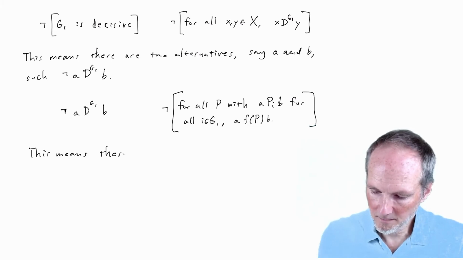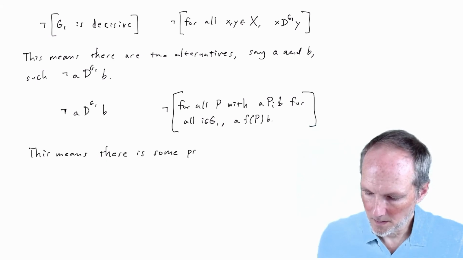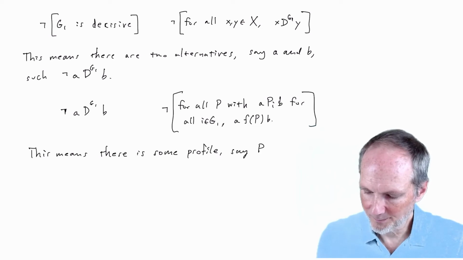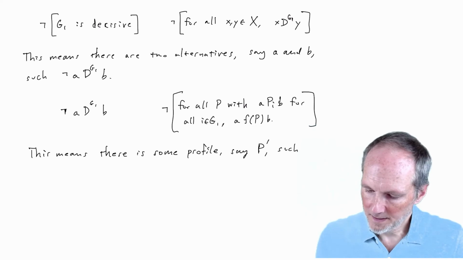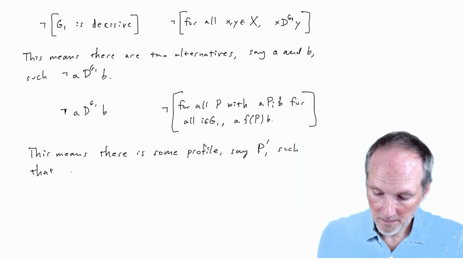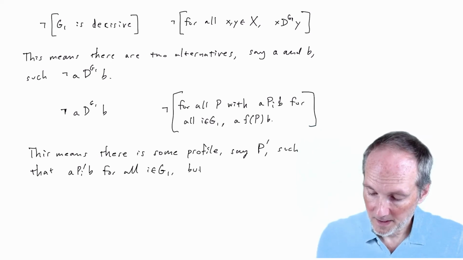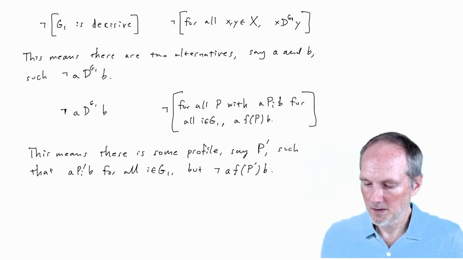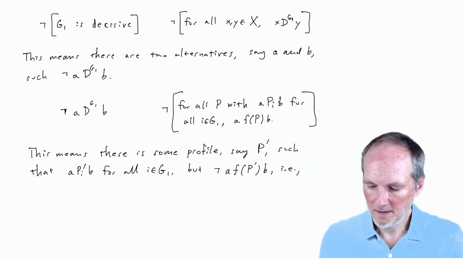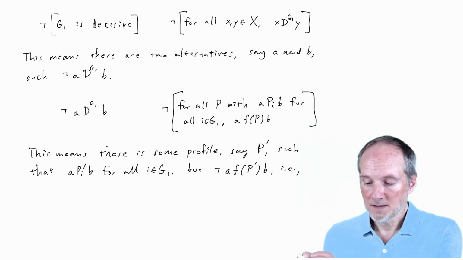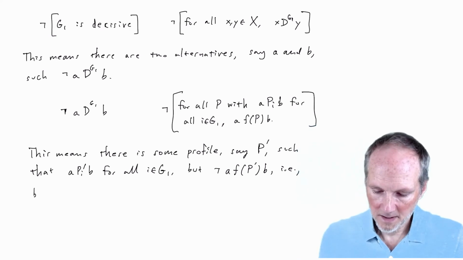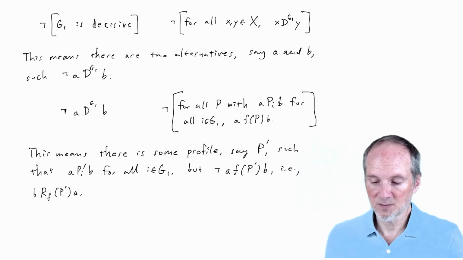that there is some profile, to single it out, we're going to put a prime on it. So there's a profile P prime such that everyone prefers A to B in that group, but it's not the case that A is socially preferred to B at that profile. Okay, and of course, we have our shorthand for weak social preference, right? So for this profile P prime, everyone in the group G1 prefers A to B, but A is not strictly socially preferred to B. That means that B is weakly socially preferred to A at this profile.